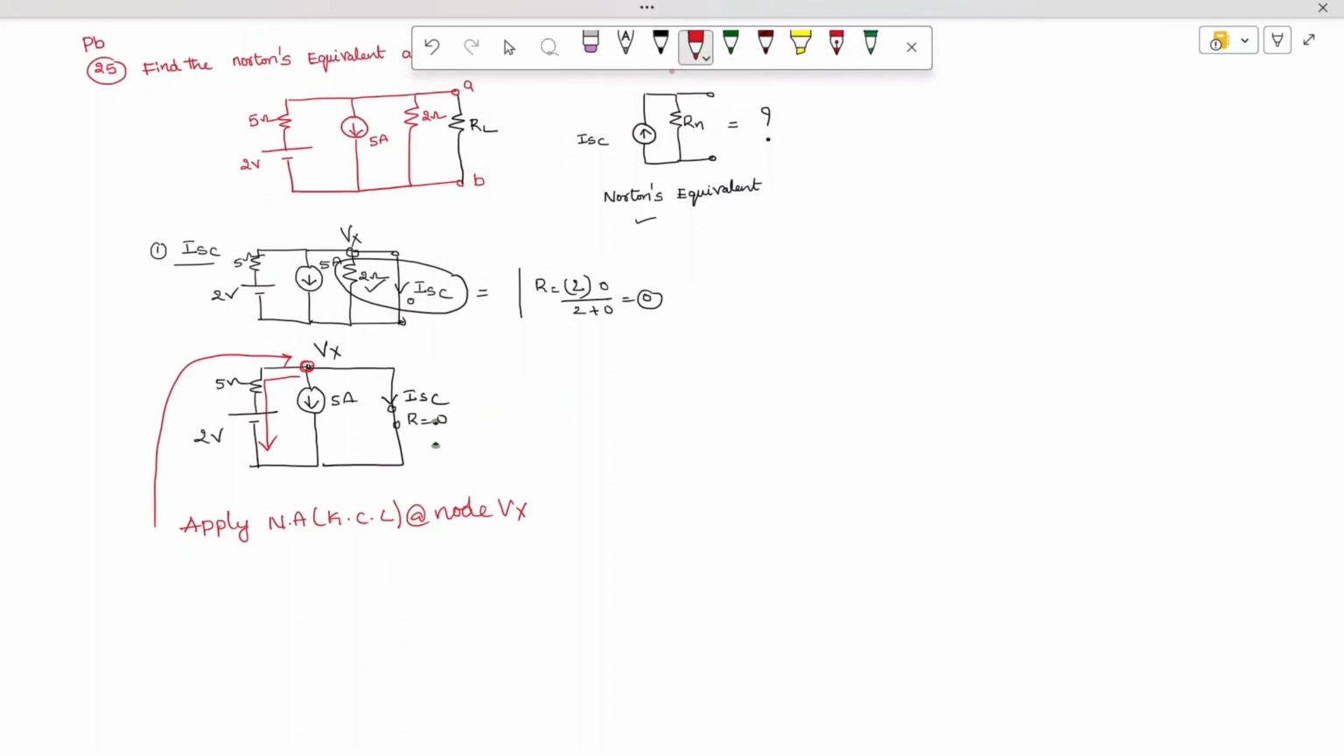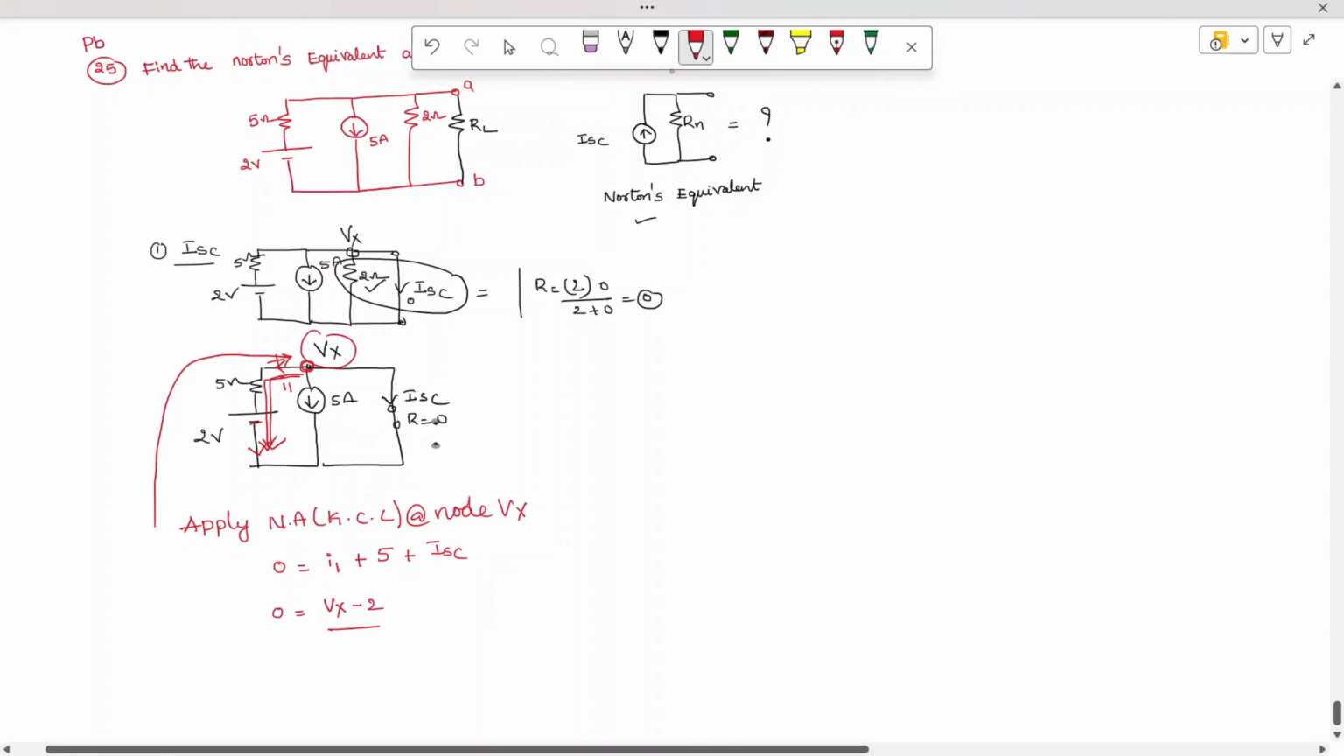See how many entering currents are there? There's no entering current, so 0 is equal to the leaving currents. Let's mark this current as I1, and there's no need to mark for the other. So I can write I1 plus 5 plus ISC. So 0 is equal to I1 plus 5 plus ISC. How to write this branch current? The current is leaving, so what is the leaving polarity of the voltage? Vx, and the current is leaving. So it is (Vx minus 2) divided by 5, plus 5.